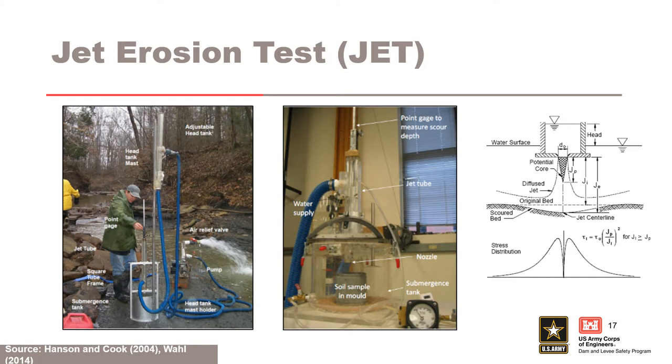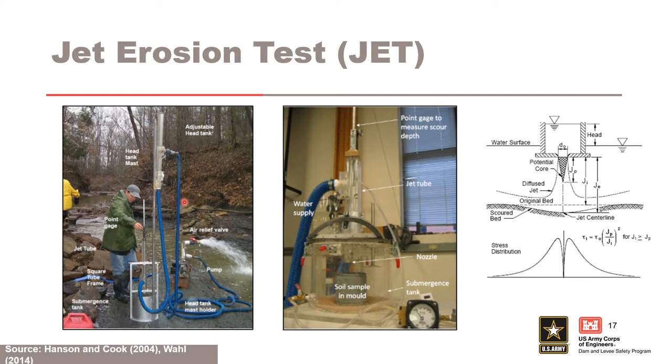The jet erosion test is one of the first erosion tests that was developed. This test was developed by the USDA for looking at stream bank erosion and spillway erosion, as well as embankment breach behavior. The test consists of a jet of water that's submerged under a water surface. That jet is put in close proximity to a soil surface and allowed to impinge on it. When the jet of water hits the soil surface, flow will go out radially around that center line, imparting a shear stress on the soil bed.